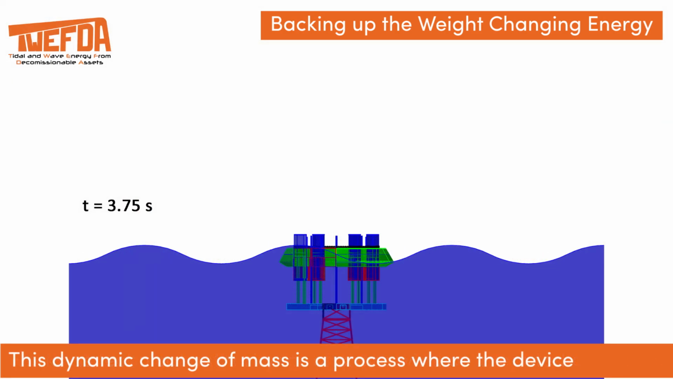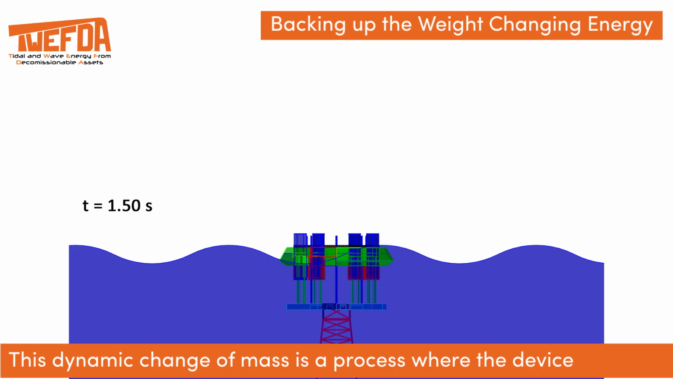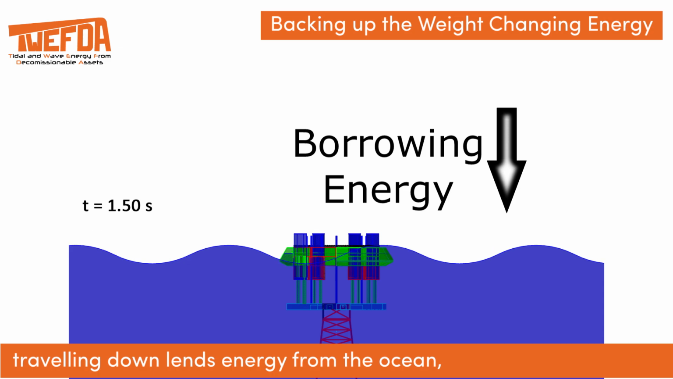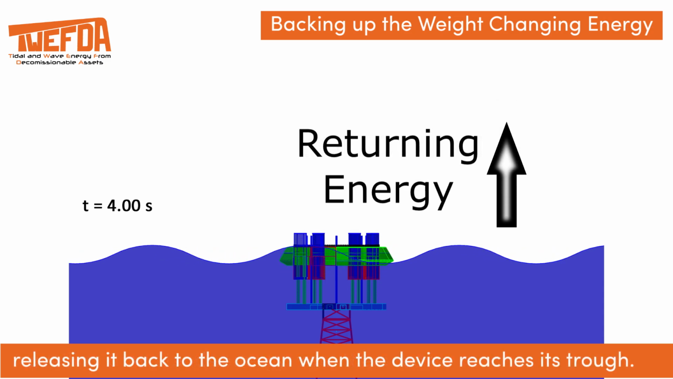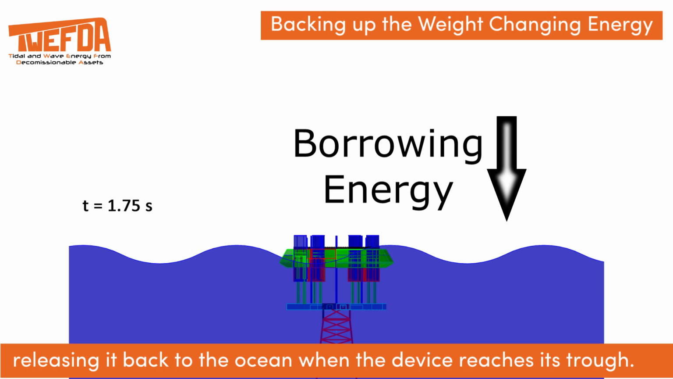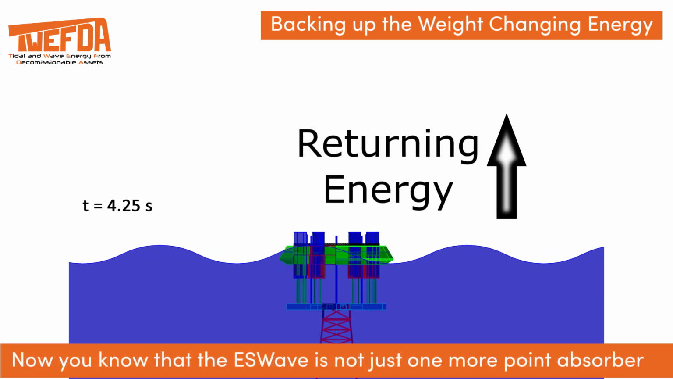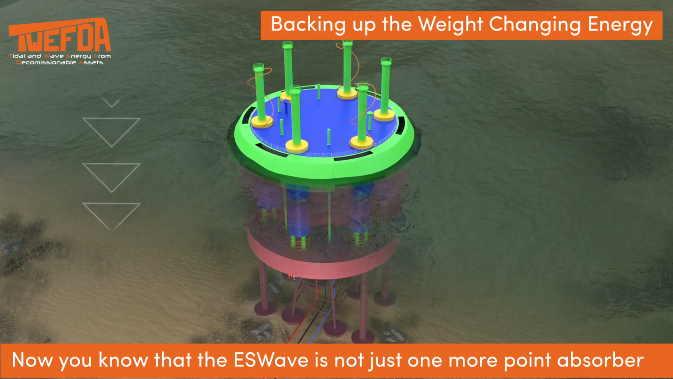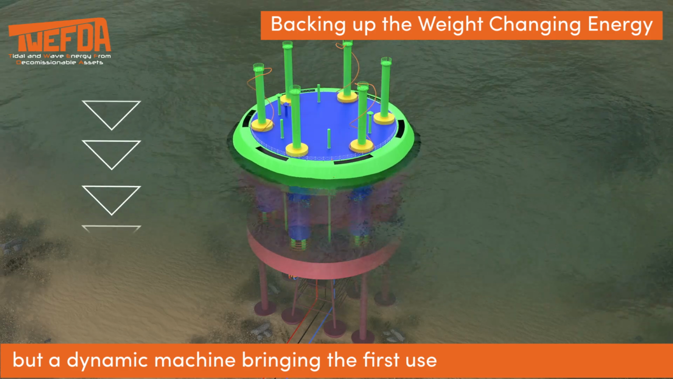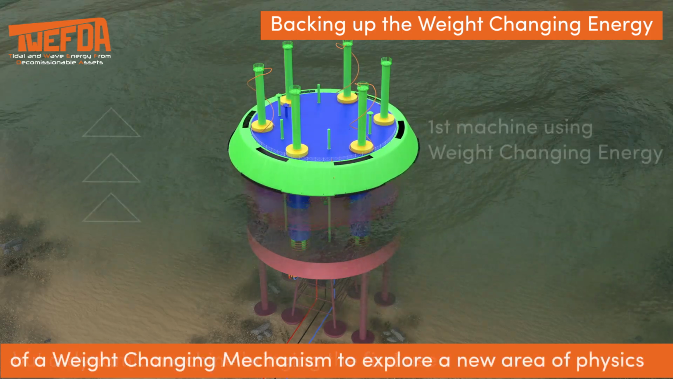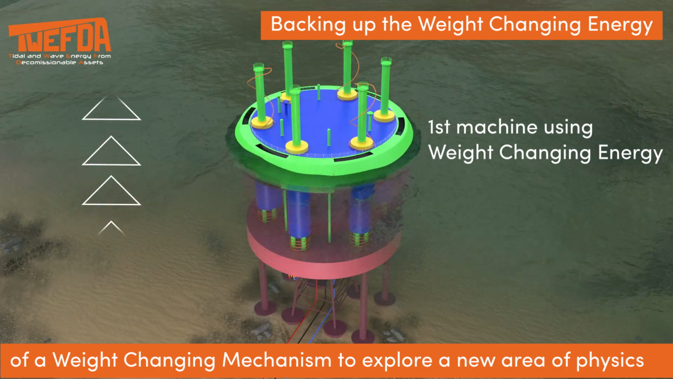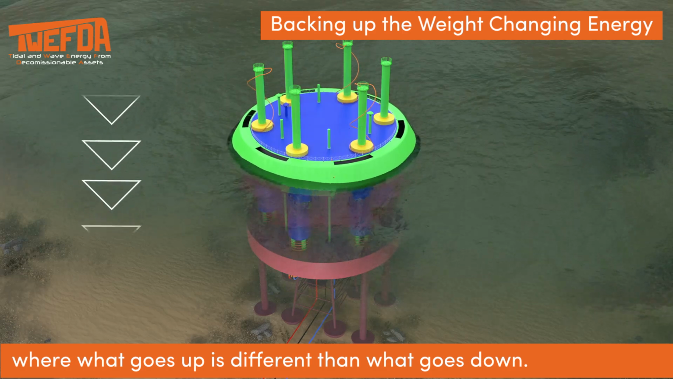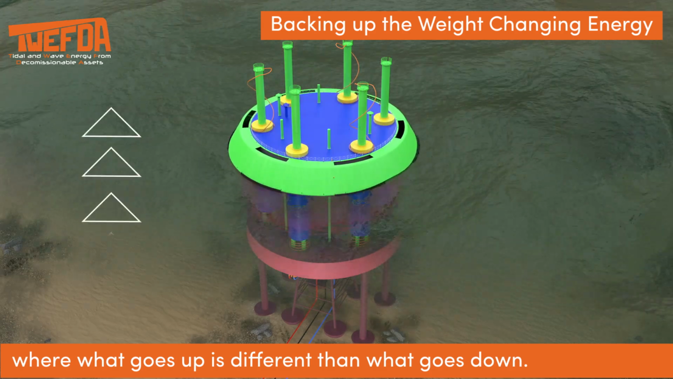This dynamic change of mass is a process where the device traveling down lends energy from the ocean, releasing it back to the ocean when the device reaches its trough. Now you know that the ESWave is not just one more point absorber, but a dynamic machine, bringing the first use of a weight changing mechanism to explore a new area of physics where what goes up is different than what goes down.